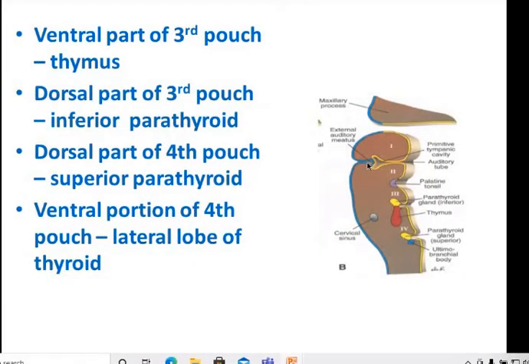So to summarize: the external ear, the auricle and external acoustic meatus; the tubotympanic recess, middle ear cavity, even the mastoid antrum, and also the mucosal lining of the tympanic membrane; the palatine tonsil. Then for the third, the ventral part gives the thymus and the dorsal part the inferior parathyroid. For the fourth, the ventral part gives the lateral lobes of the thyroid gland, and the dorsal part the superior parathyroid gland.